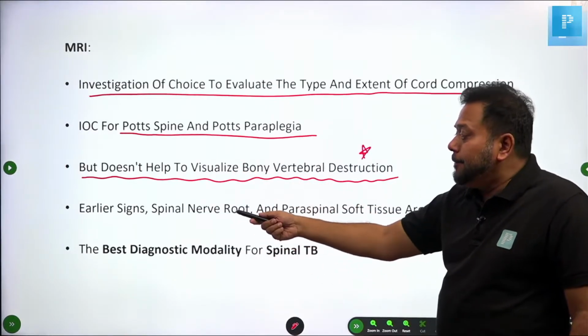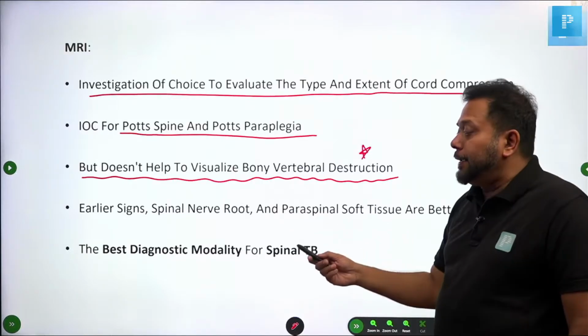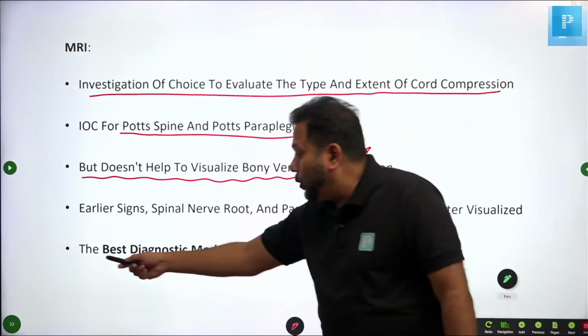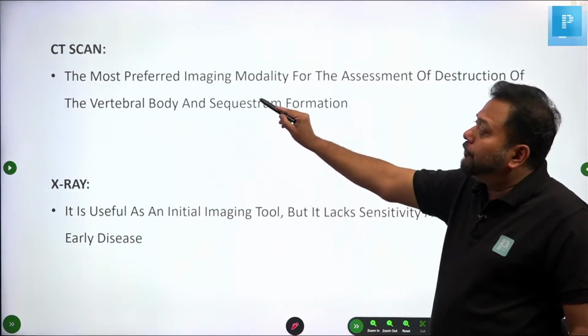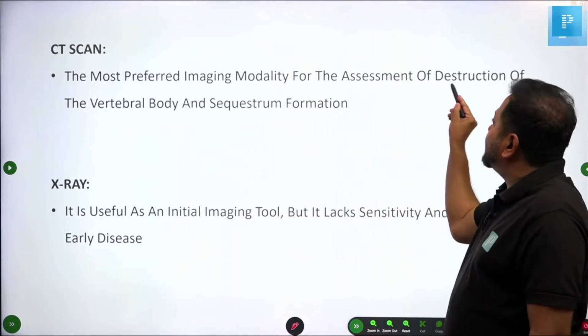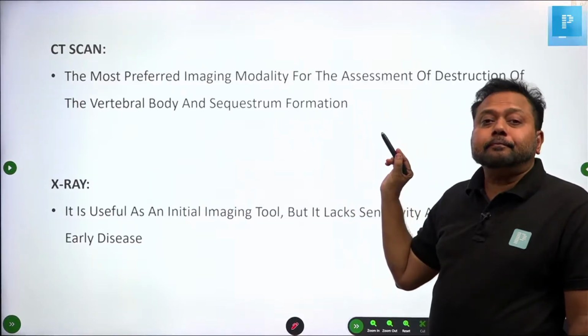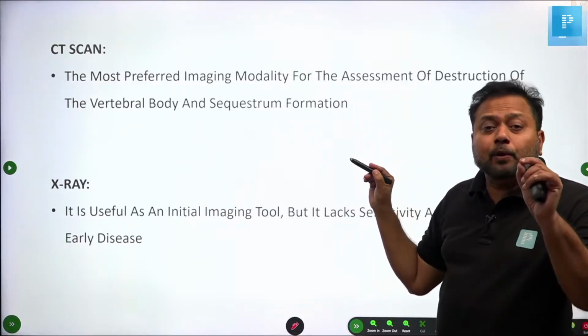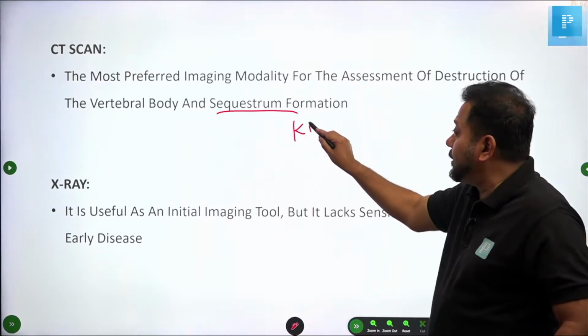Early signs, spinal nerve root and paraspinal soft tissues are better visualized, and it is the best investigation modality overall for Pott's spine. Okay, yes. CT scan is the most preferred imaging modality for the assessment of destruction of the vertebral body and sequestrum formation. If you want to see, you know there is a sequestrum which is formed in Pott's paraplegia. The name of the sequestrum is called kissing sequestrum.